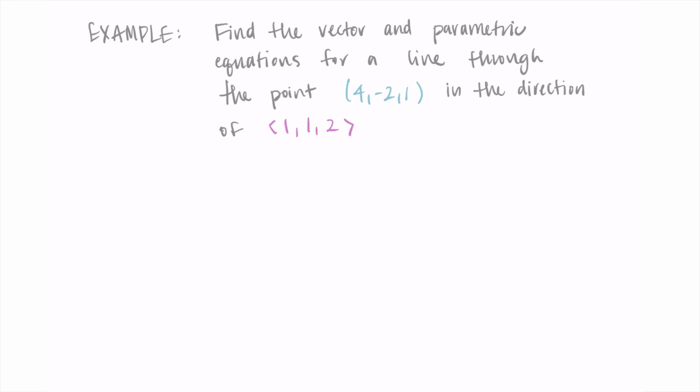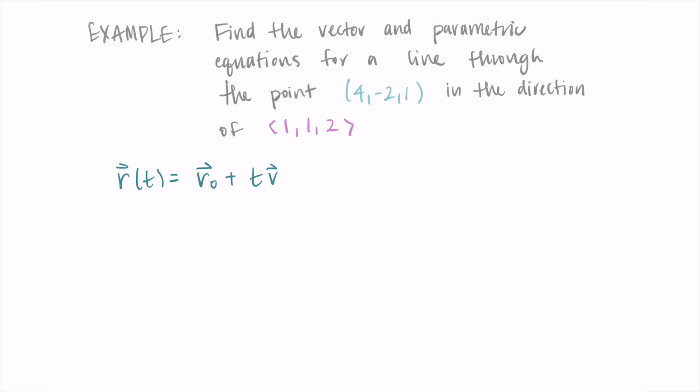So you can remember the formula for how this looks at the end, we're going to find the vector equation first. So this is going to have a vector pointing at the point, so that's our r naught, plus t times a vector pointing in the right direction.